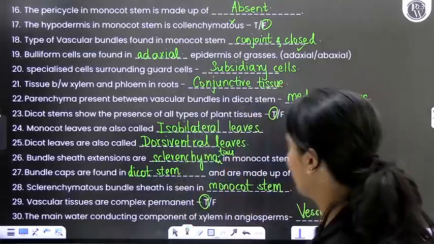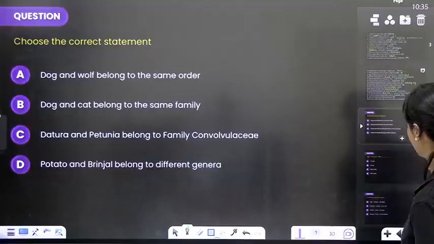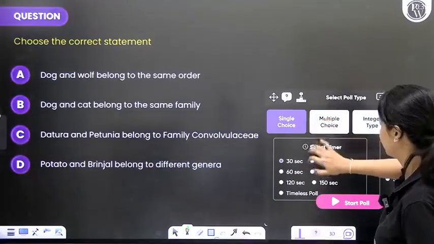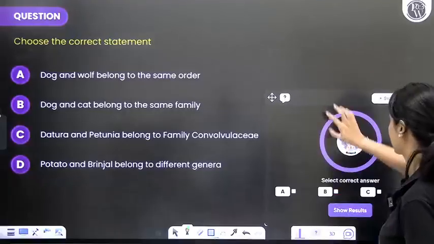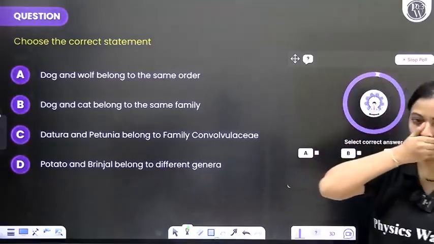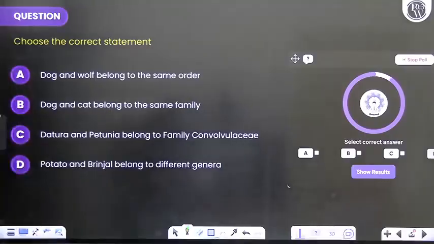Alright. Now we'll move on to the MCQs. Everybody is ready? Here is the first question for the day. Easy or difficult? Let me give you 45 seconds for this. This is a question from the chapter The Living World.